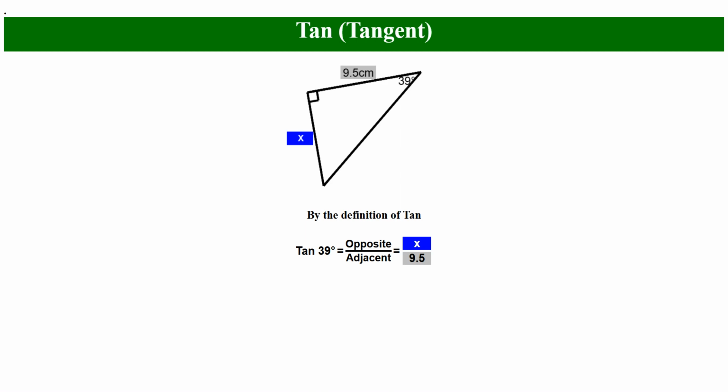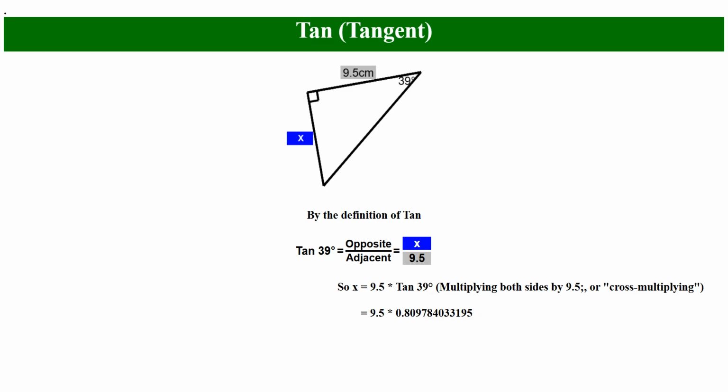So do you remember how to find the value of x? We need to multiply both sides by 9.5 or cross multiply. When we do that, we get x is equal to 9.5 multiplied by tan of 39 degrees. And tan of 39 degrees we can find on a calculator. When we do that, we get this next line. And if we multiply those two figures together on a calculator, we get x is 7.693 centimeters, correct to four significant figures.